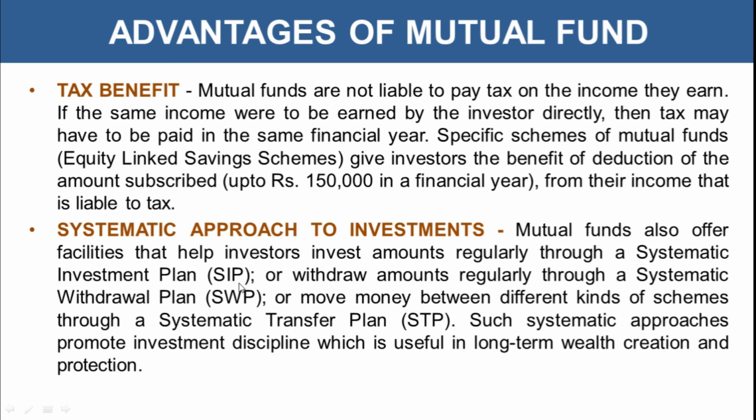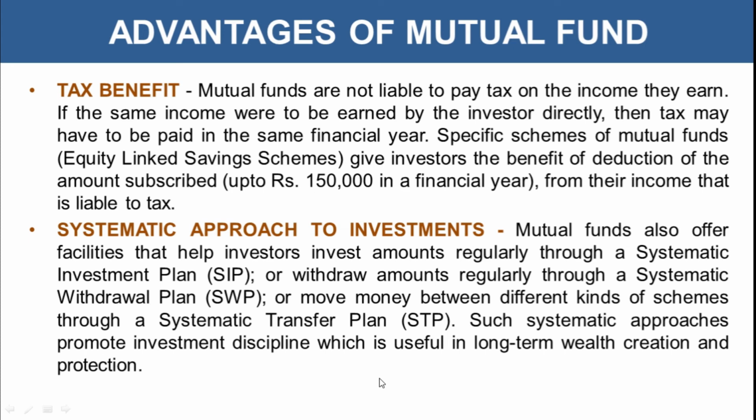So you are going through SIPs. Every month you are putting 1,000 rupees or 500 or 5,000, whatever is as per your comfort of investment amount. You are putting that monthly at regular intervals. So that is a systematic investment plan. In the same way, you can withdraw amounts regularly through a systematic withdrawal plan. Also, if you want to change the scheme, you can go through a systematic transfer plan. And these systematic approaches promote investment discipline, which is useful in long-term wealth creation and protection.